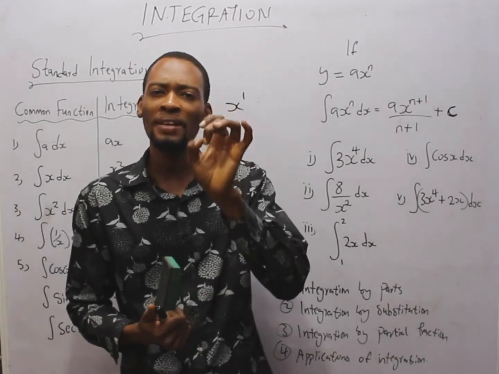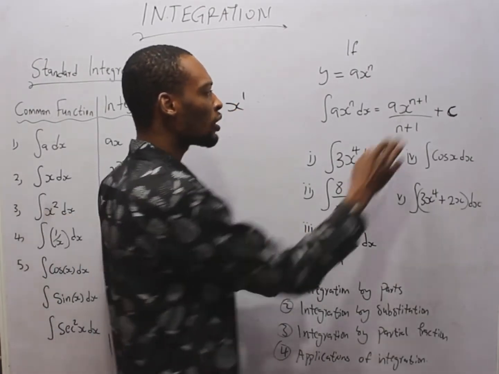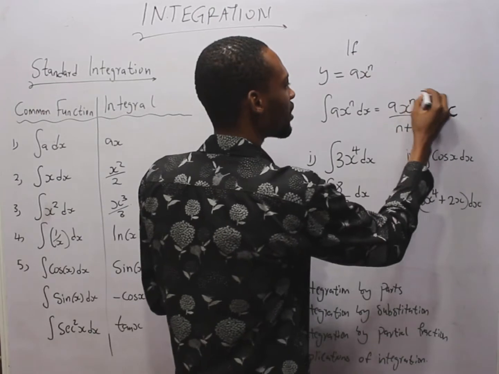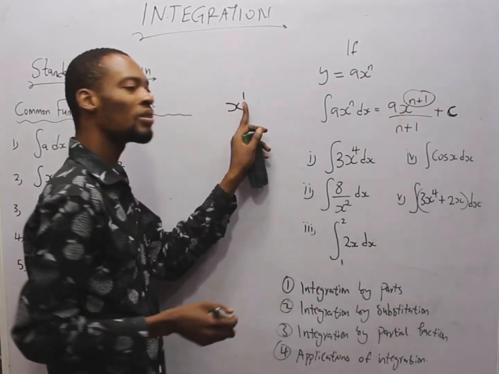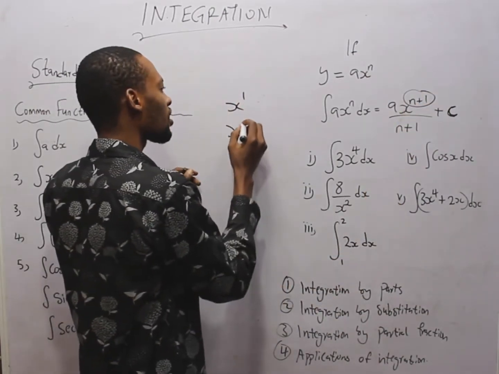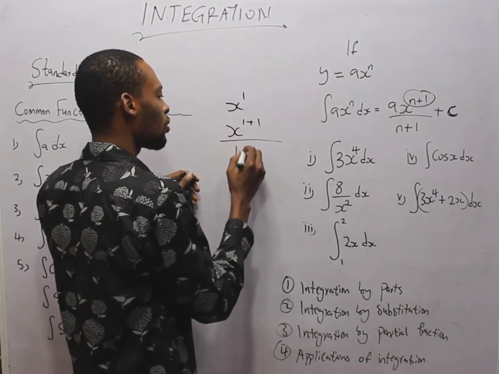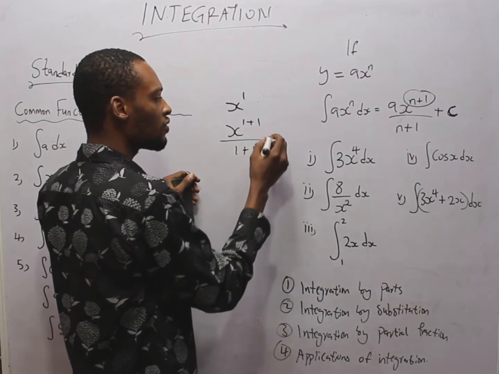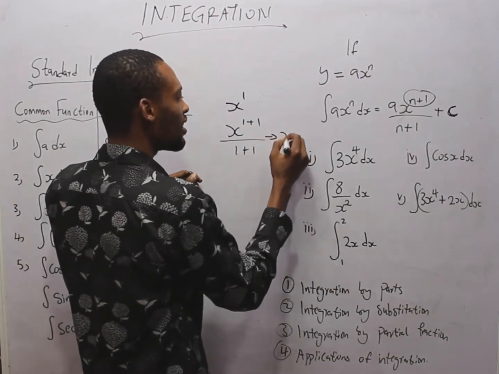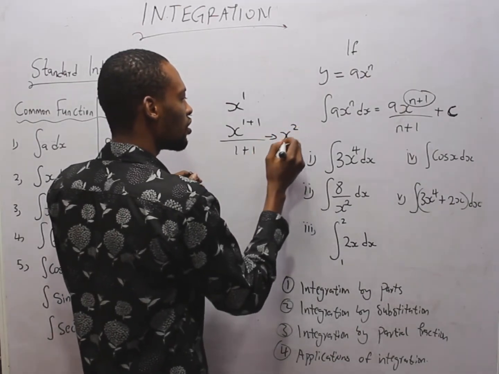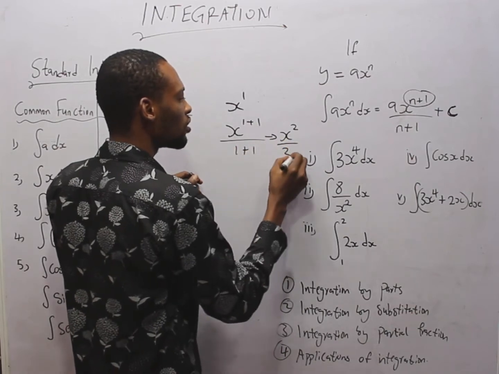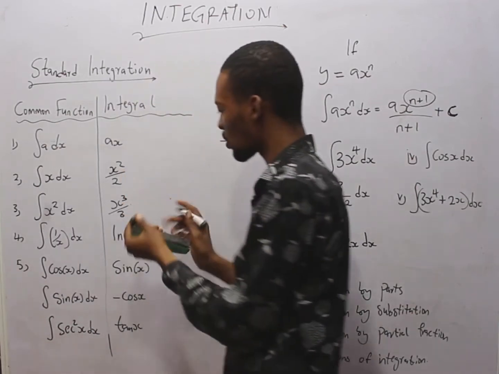Good. Remember the integration technique. You add 1 to the power and you divide by everything. Adding 1 to this power is simply s raised to the power of 1 plus 1 divided by 1 plus 1. What does this give you? It simply gives you s raised to the power of 2 over 1 plus 1, 2. So that's how we arrived at s squared over 2.